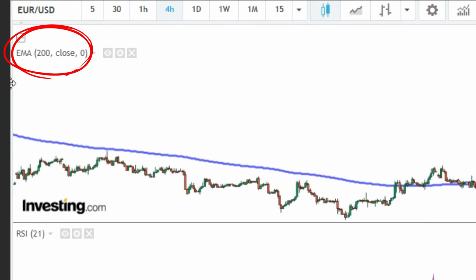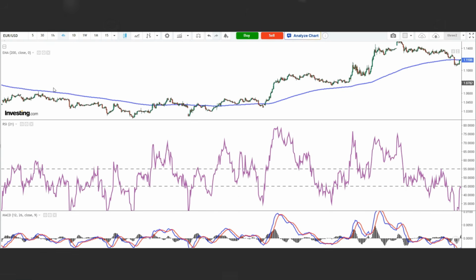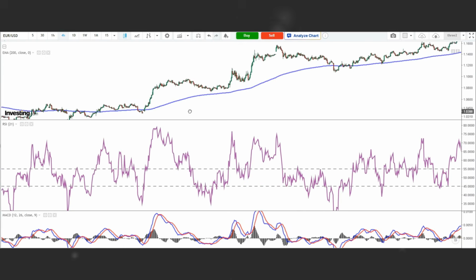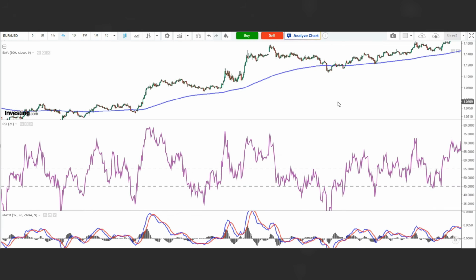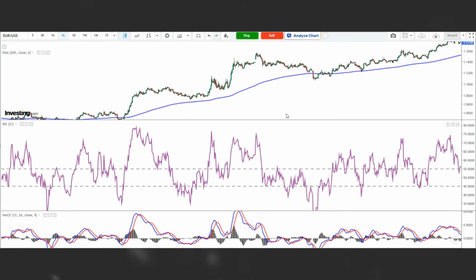For EMA, use 200. EMA 200 shows the long-term trend. Using EMA 20 here is a mistake because it reacts to every small fluctuation and pushes you into unnecessary trades against the main trend. For RSI, use a period of 21.